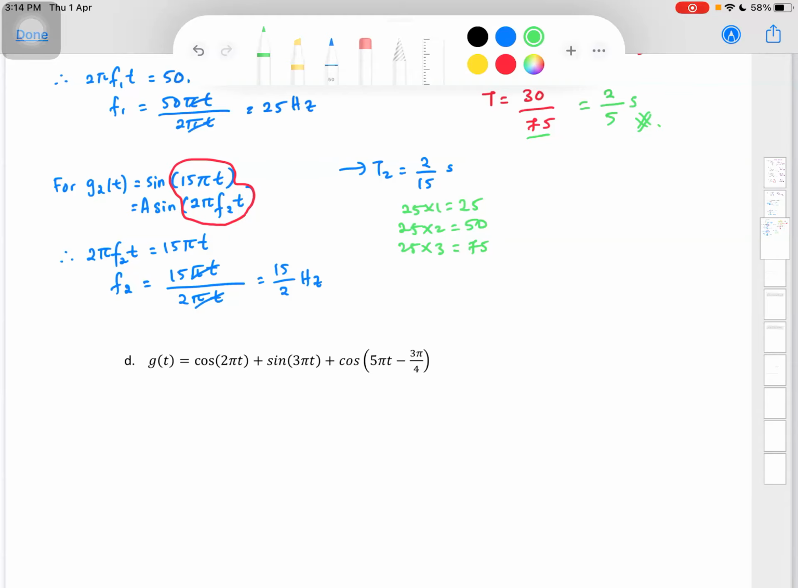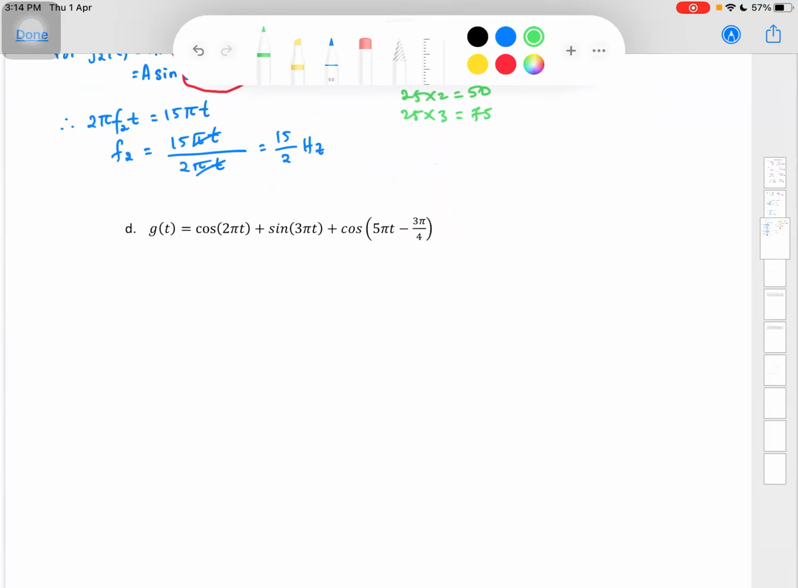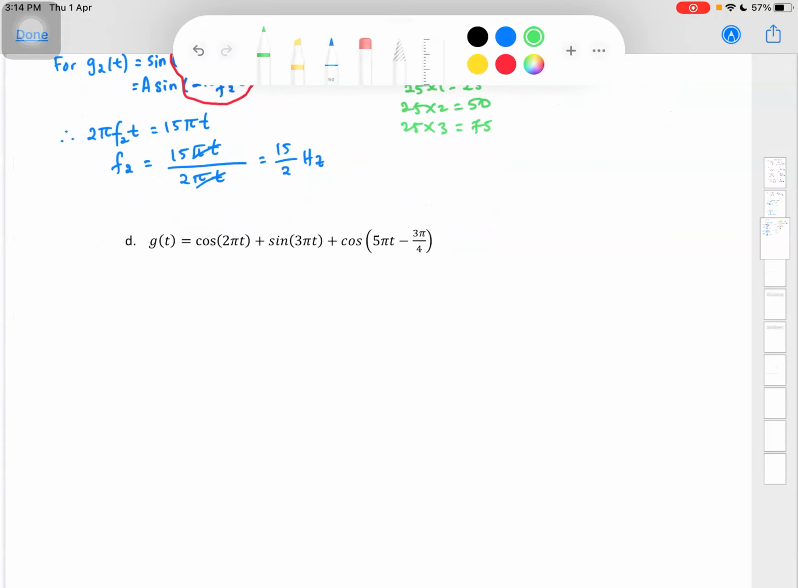Okay, now let's have a look at this signal. Okay, we are given three now. A cosine signal, a sine signal and a cosine signal with a phase angle. So just like before, we call this g1 of t, we call this g2 of t and g3 of t. Now let's calculate one by one.